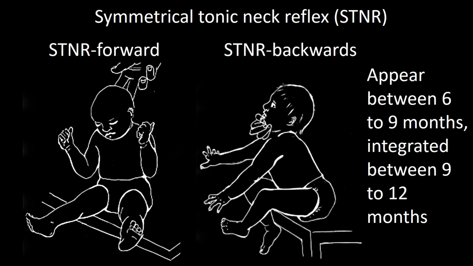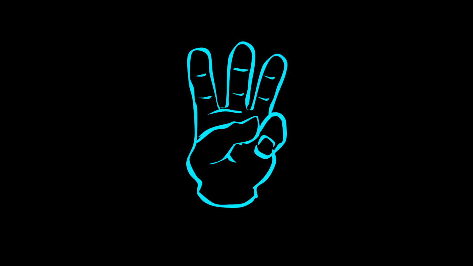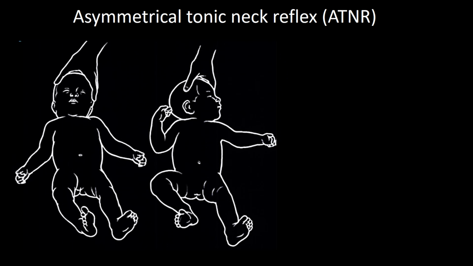Number 2, the symmetrical tonic neck reflex. This reflex is first noted at 6 to 9 months of age and becomes integrated with volitional actions by about 3 months after it appears. The third reflex mentioned in this question is the asymmetrical tonic neck reflex.